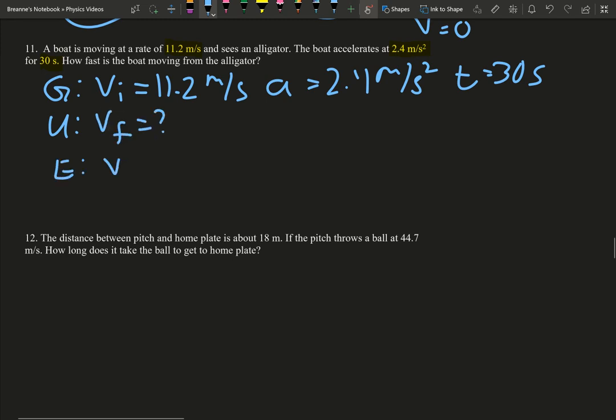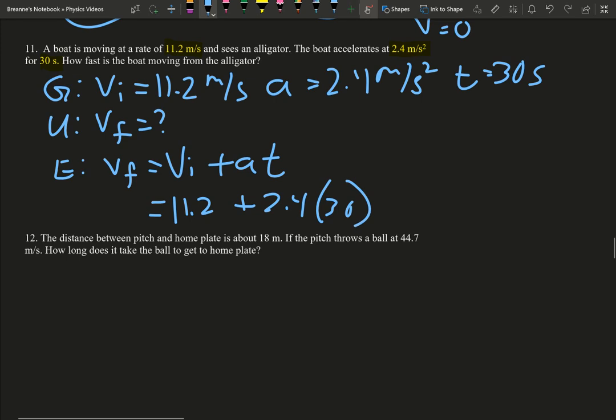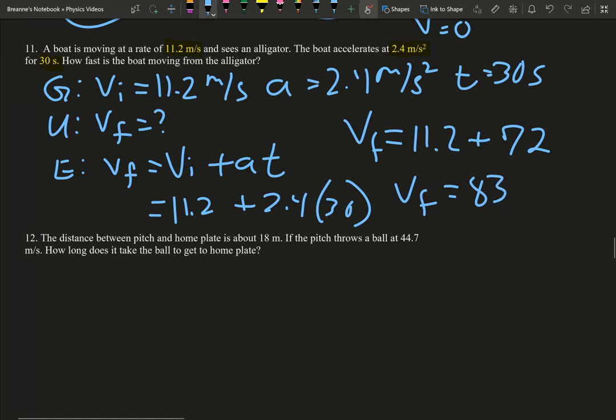So the equation you're going to end up using, the one we're using a lot, is your VF equals VI plus AT. So we're looking for the VF. Your VI is just 11.2 plus 2.4 times 30. Again, you have to multiply the 30 times your 2.4. So you get 72. And you have to add that to your 11.2. And you get 83.2 meters per second.